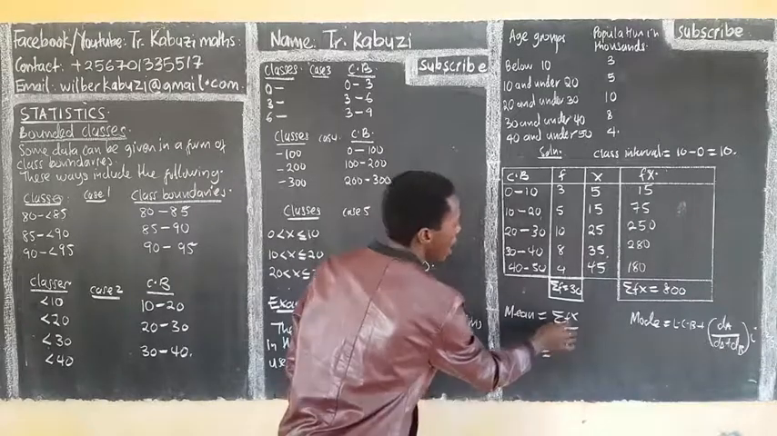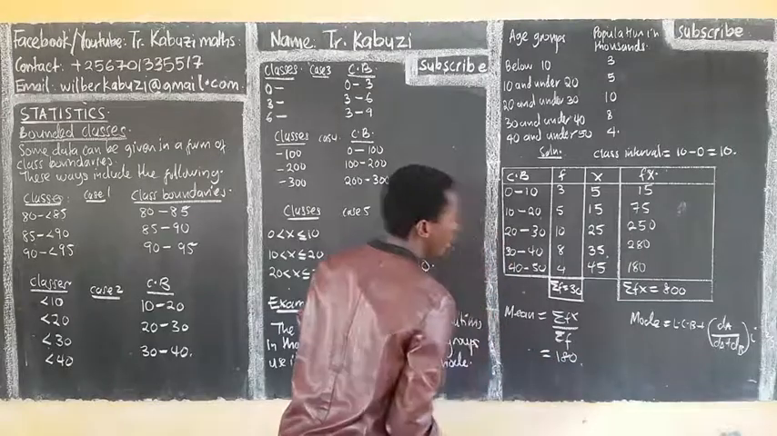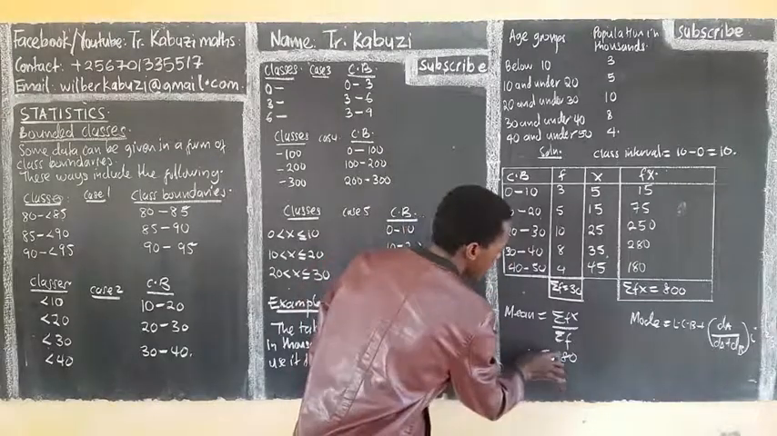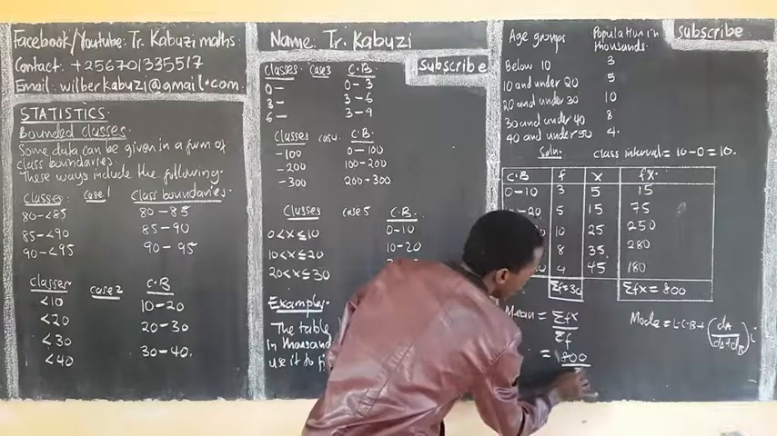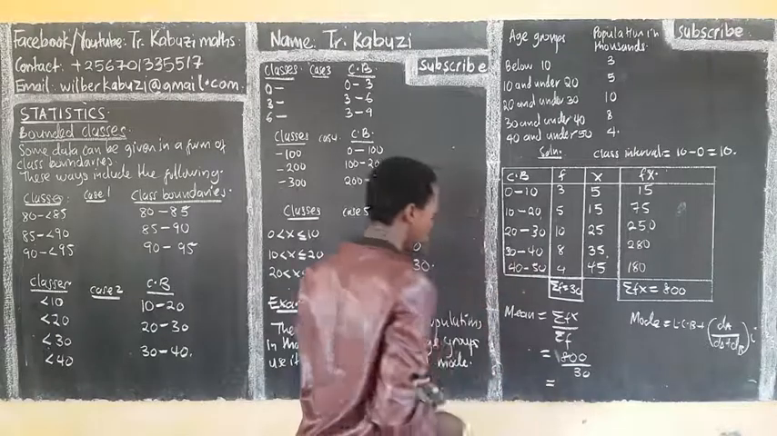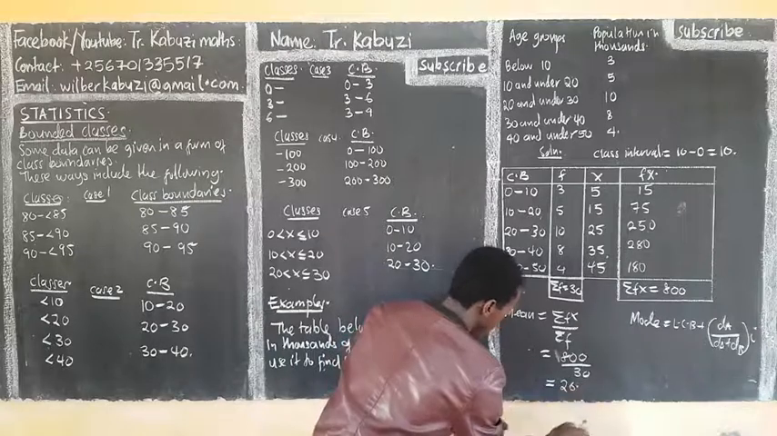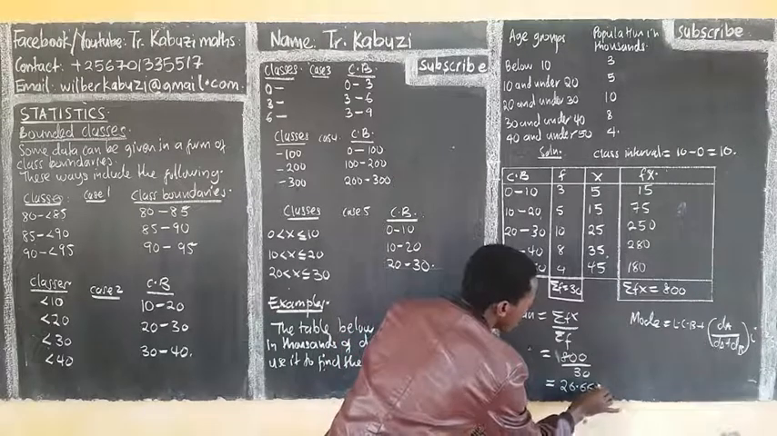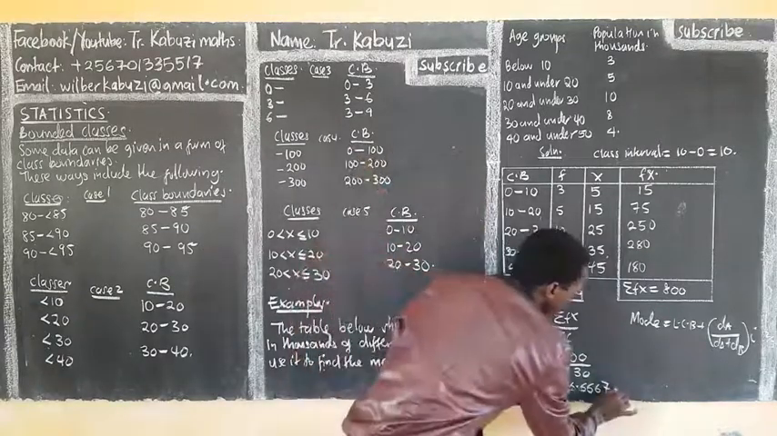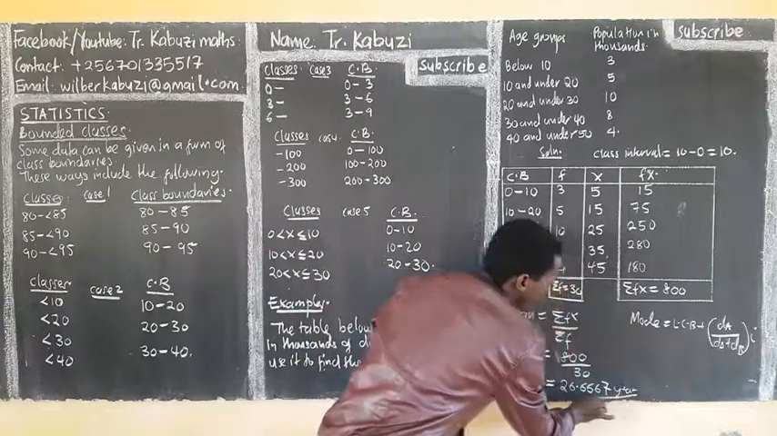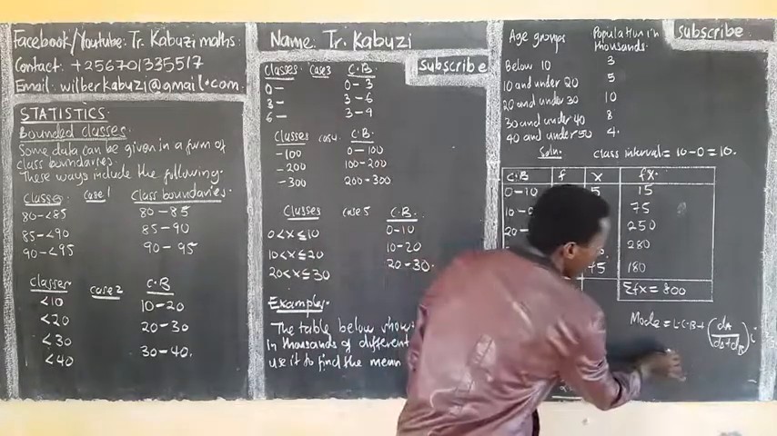Okay, now here we just substitute. So we shall be having now summation f, which is 80, sorry, summation fx, which is 800, the whole over summation f. We give our answer to decimal places. This will be 26.667, and these are ages. Yes, put the units from the question.